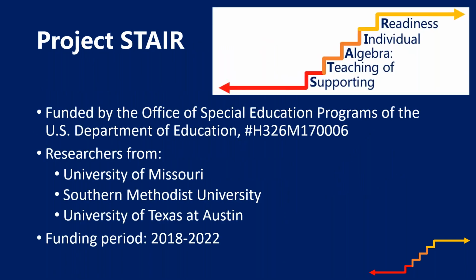Project Stair is a project funded by the Office of Special Education Programs. Stair stands for Supporting Teaching of Algebra, Individual Readiness. Our focus for this particular project brings together researchers from 3 institutions to help us support teachers and their students who might be struggling in preparing for taking Algebra 1, and in preparing and reinforcing the foundational mathematics skills that will prepare students for algebra.